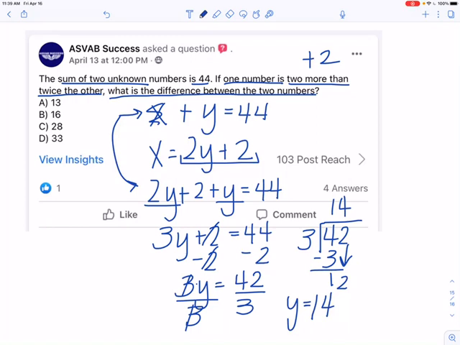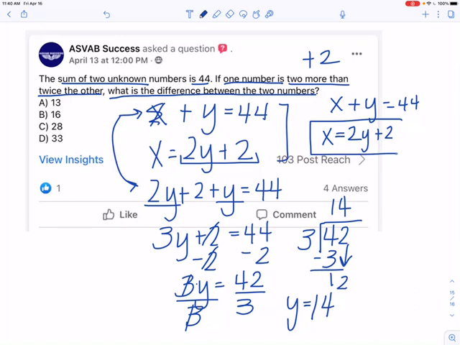Now that I have that, I go back to my original equations, which are messy, so I'm going to rewrite them. x plus y equals 44. x equals 2y plus 2. So I can use either one of these equations to solve for x. I'm going to use this one because it's already in x equals format. So I'm going to plug in 14 where I see y, because I now know what y is. So x equals 28, because 2 times 14 is 28, plus 2, and I get x equals 30.